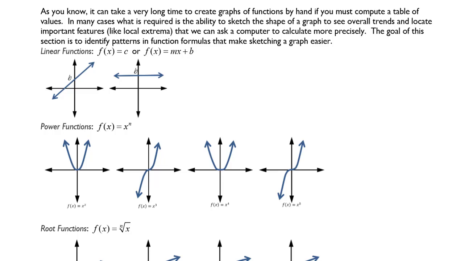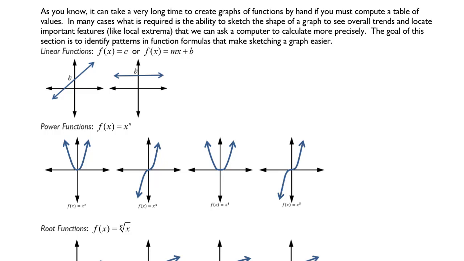Welcome back to part 2 of function transformations. As you know, it can take a very long time to create graphs of functions by hand if you must compute a table of values. In many cases, what is required is the ability to sketch the shape of a graph to see overall trends and locate important features, like local extrema, that we can ask a computer to calculate more precisely. The goal of this section is to identify patterns in function formulas that make sketching a graph easier.